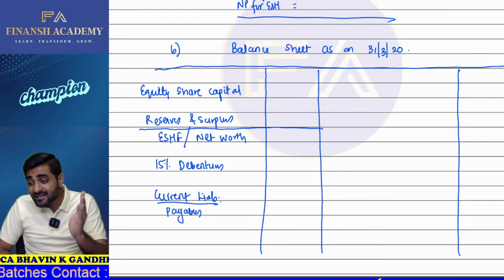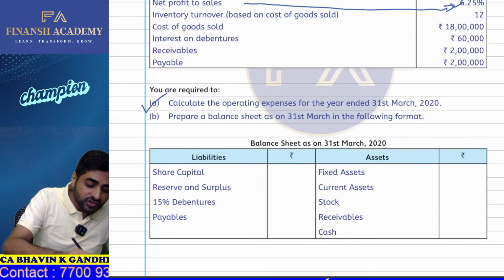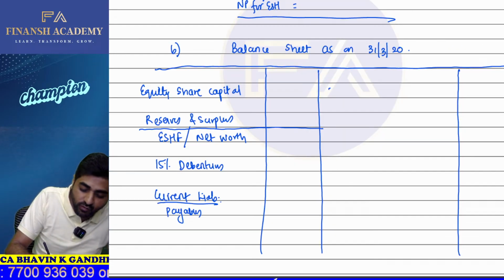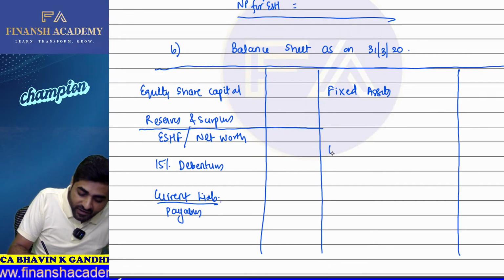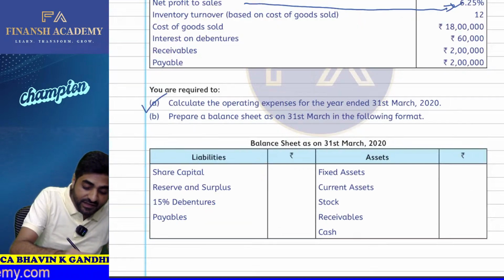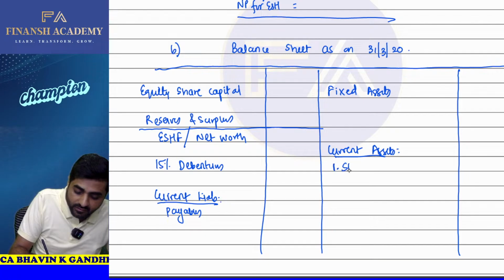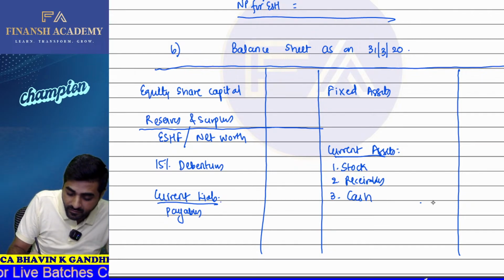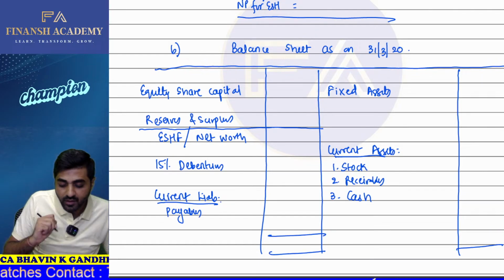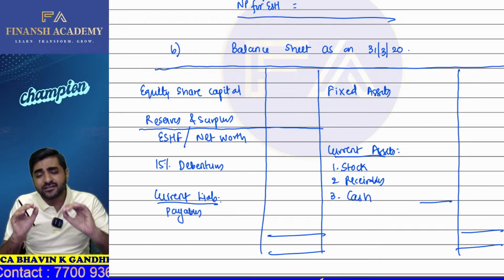Correct? On the asset side, now which all things are we going to have? So do we have fixed assets? Yes, we do have fixed assets. And then, my dear students, we have the list of current assets as well. So we have current assets. And in current assets, we have number one, stock. Number two, receivables. And number three, what do we have? We have cash. So we are ready now with the face of the balance sheet.